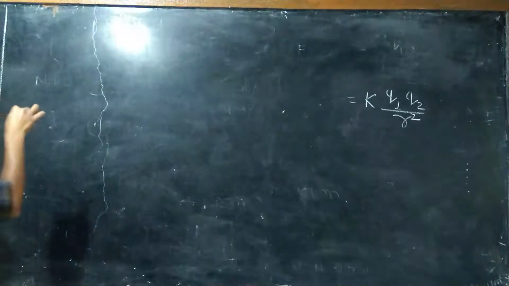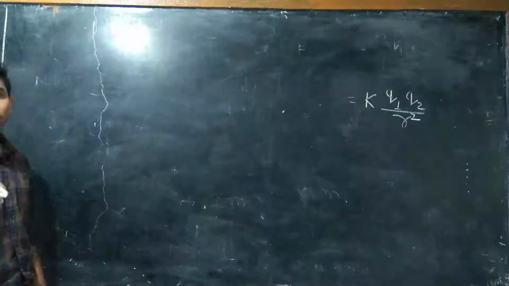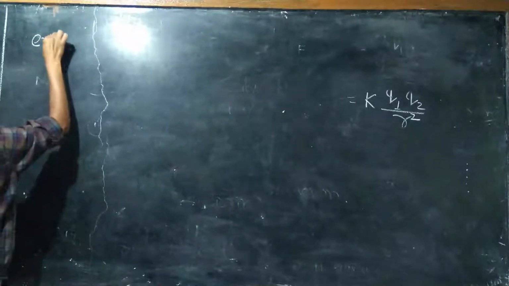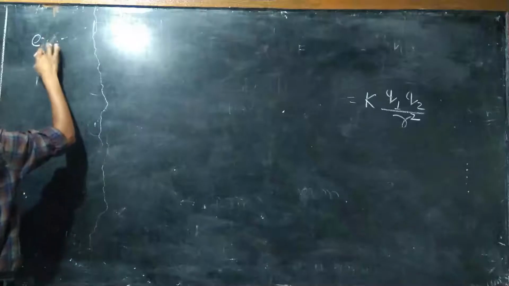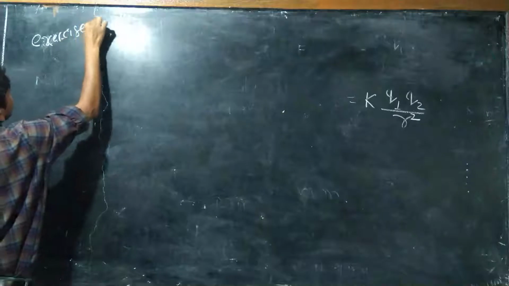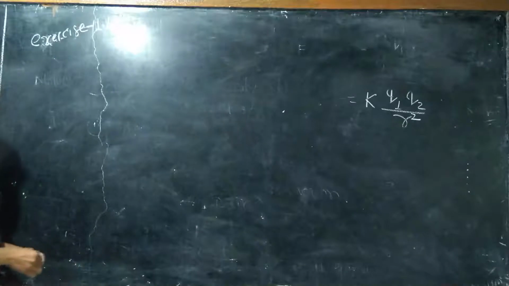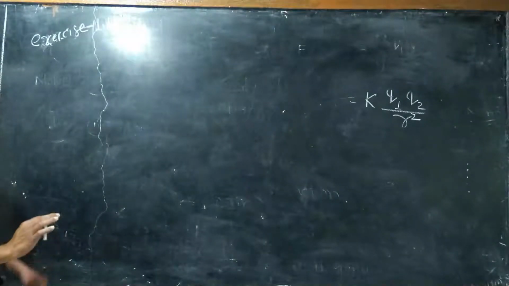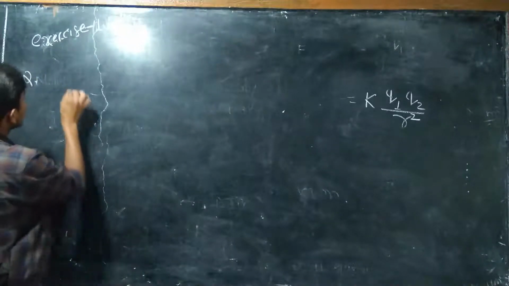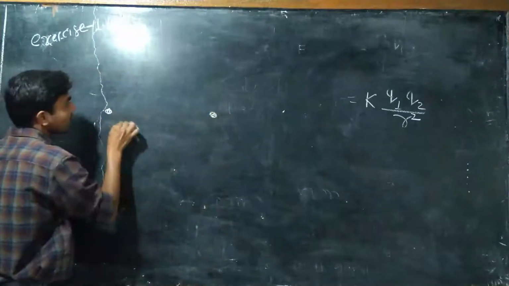This example I have taken from your NCERT book. It is given in the exercise, and the question number is 1.1. What is that question? In that question, two charges are given, both charges are separated by some distance, and the distance is also given.